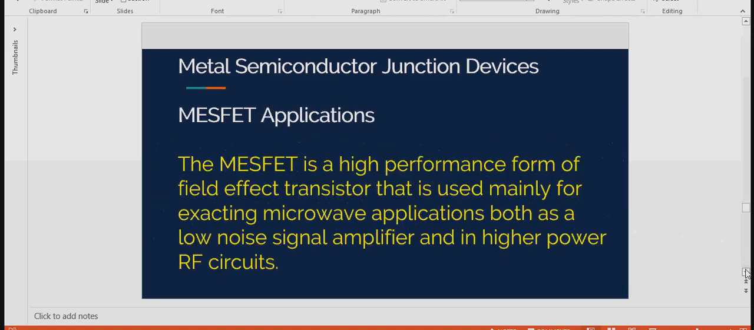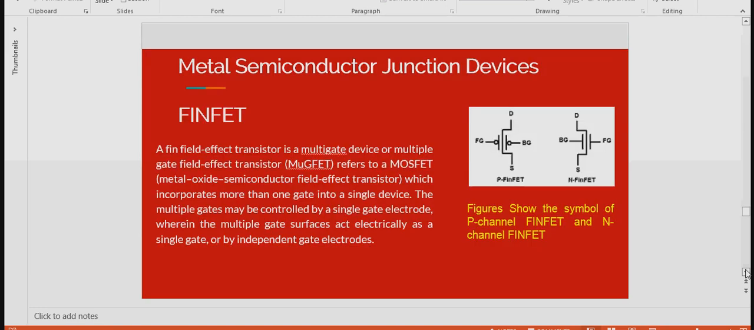What are the applications of MESFET? The MESFET is a high performance form of field effect transistor used in low noise signal amplifiers, high power RF circuits, and microwave applications, RF and microwave applications.